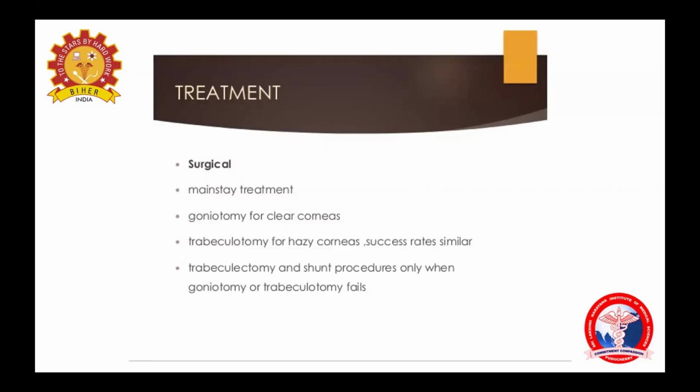So as mentioned before, surgical treatment is the mainstay, and goniotomy is done when the cornea is clear, and trabeculotomy is done when the corneas are hazy, but the success rates of both are approximately similar. Trabeculectomy and shunt procedures are only done when either a goniotomy or a trabeculotomy fails.